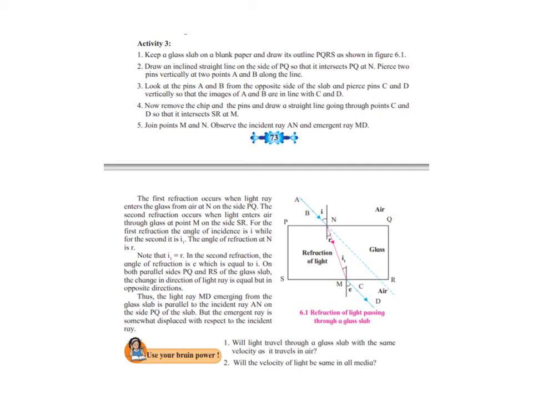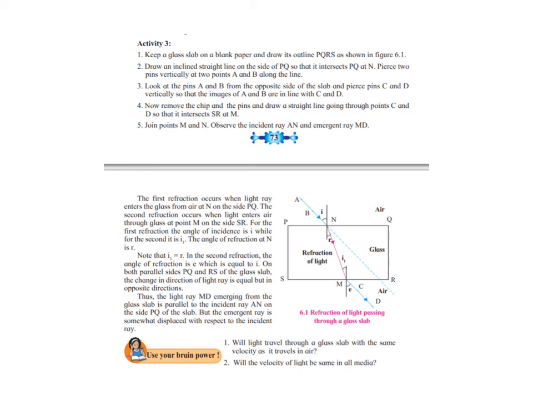So the first refraction occurs when the light ray enters the glass from air at N on the side PQ. The second refraction occurs when the light enters air through glass at point M on the side SR. For the first refraction, the angle of incidence is I, while for the second it is I dash or I1. The angle of refraction at N is small r. You have to see over here that angle I dash is equal to r. In the second refraction, the angle of refraction E is equal to I.